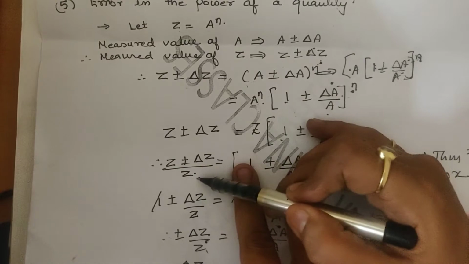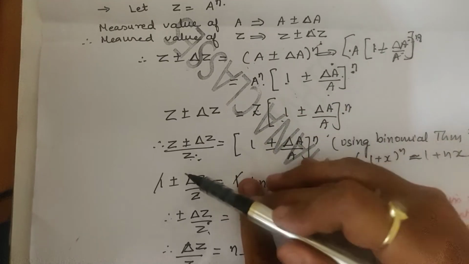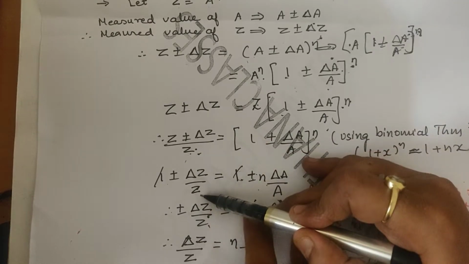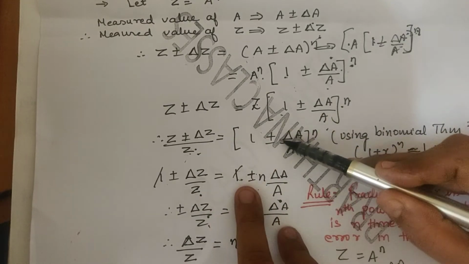Now this z is taken in the denominator and we separate the denominators. So z upon z is 1, plus or minus delta z upon z, and the bracket is raised to n.